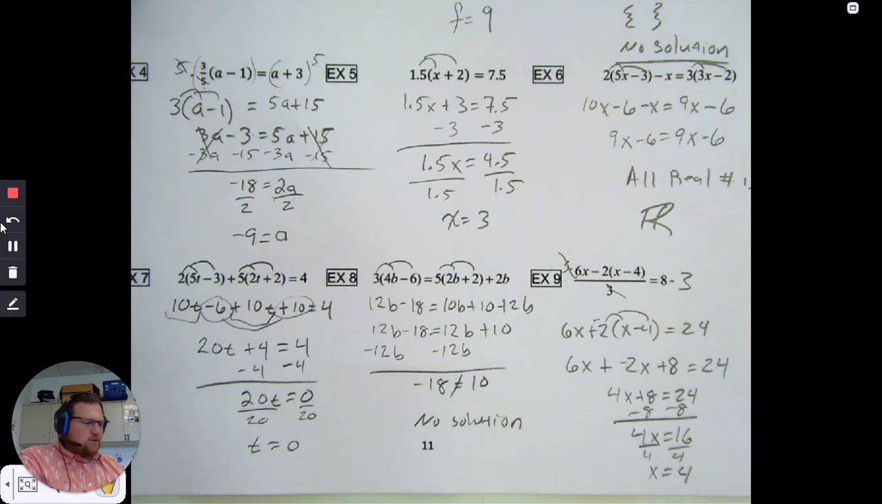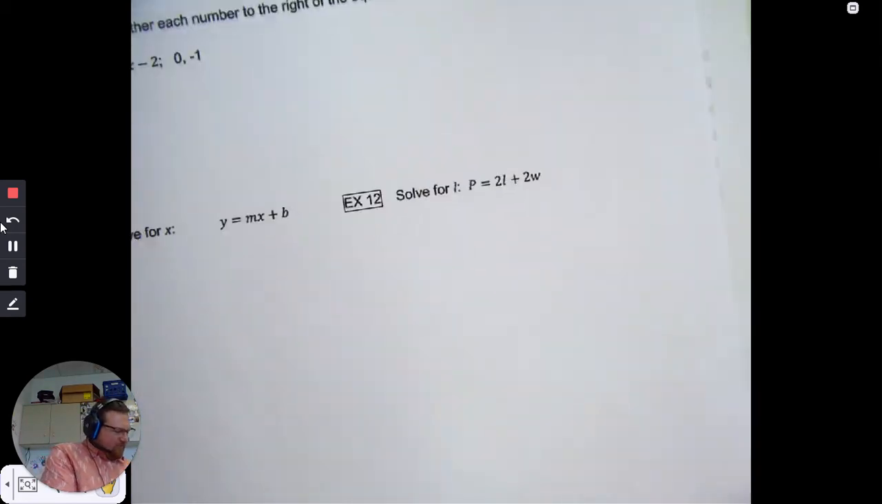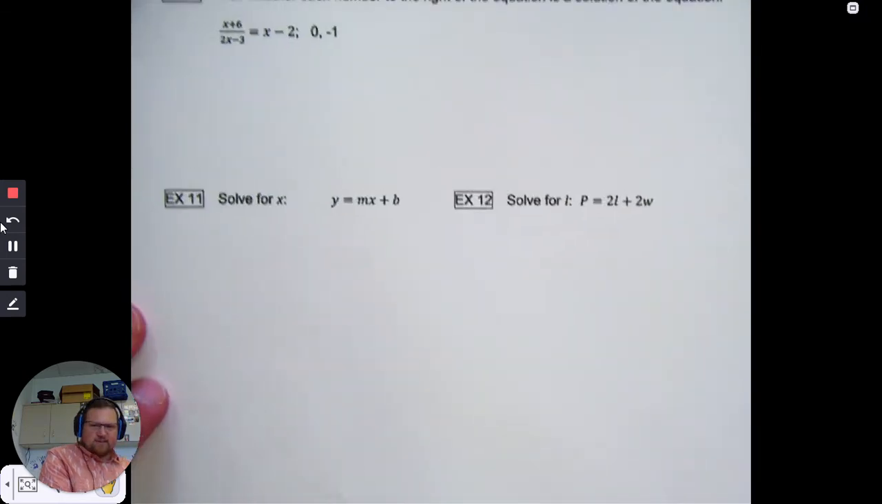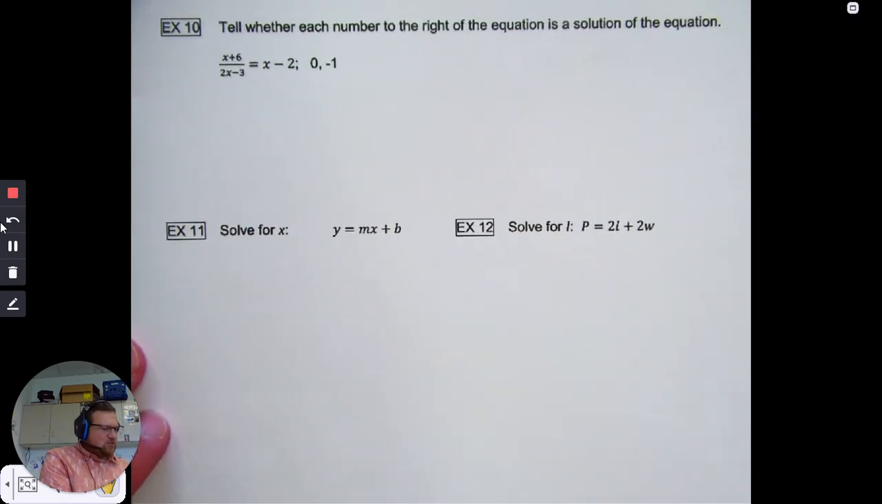All right, so now if we flip it over, okay, apparently I printed this one-sided instead of two-sided. So if you printed yours back to back, you'll just flip it over. If not, you'll have to grab the next sheet.